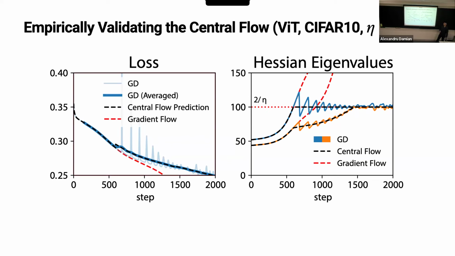In contrast, gradient flow is a terrible approximation. Here, this is gradient flow not obeying the sharpness constraint and just veering off to infinity. And we can see it's a really bad model of gradient descent.